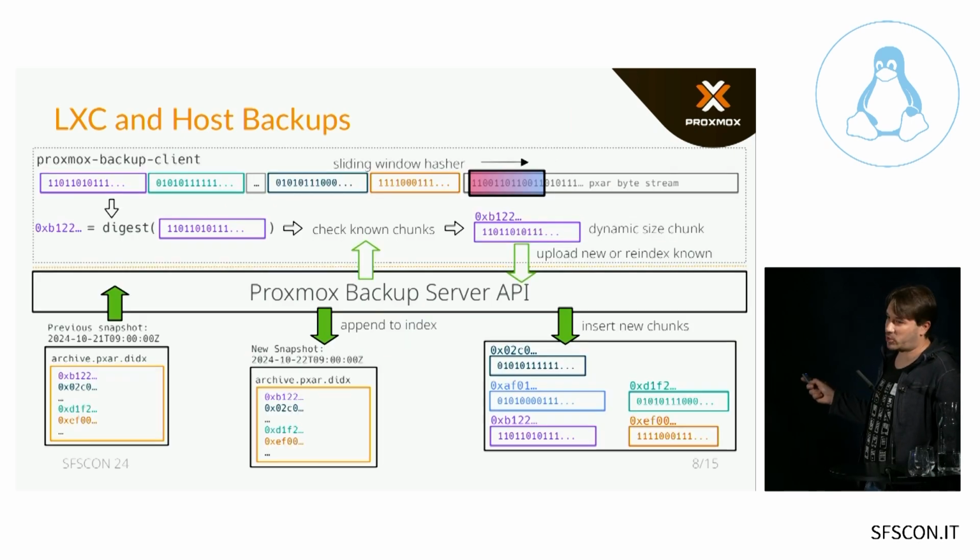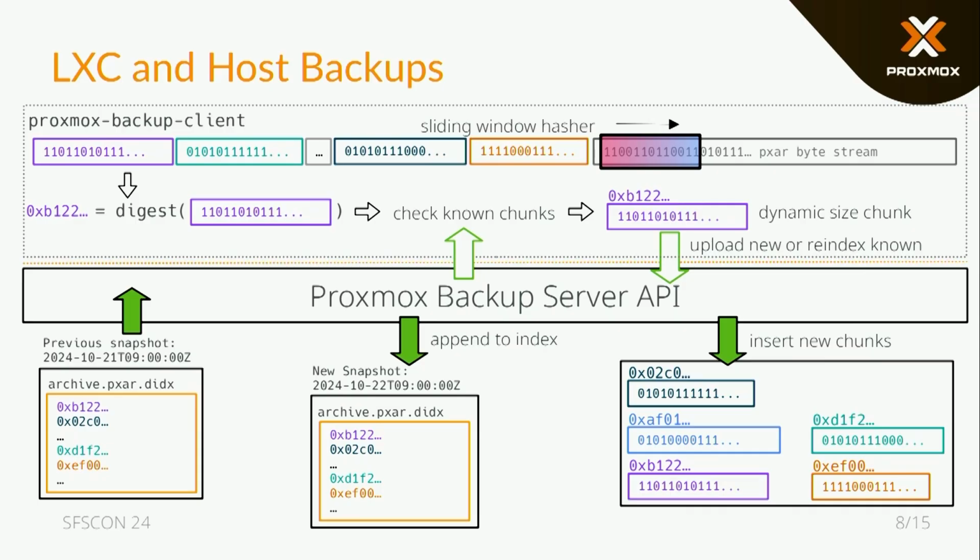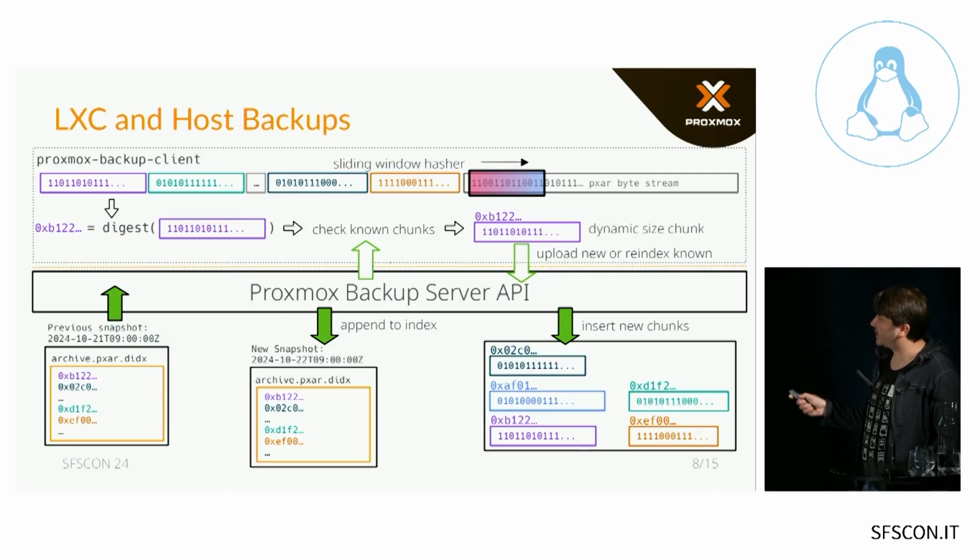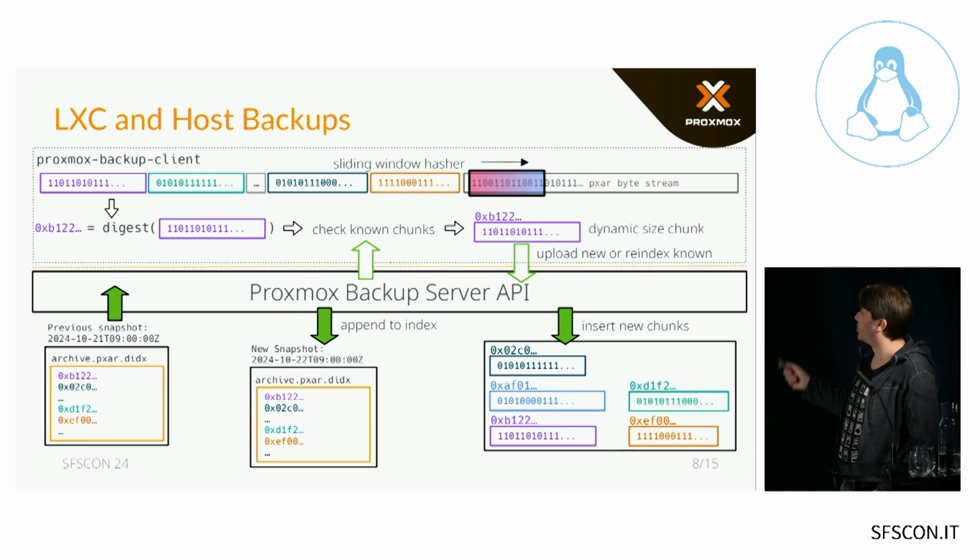We have the Proxmox archive byte stream incoming. The rolling window hasher then chunks this data up into variable size chunks, so if files changed, we can adapt the chunks accordingly. We calculate once again the digest of the data chunk, and compare: we load the previous snapshot from the server, check for already known chunks, and only upload or index the chunks which are new to this particular snapshot.